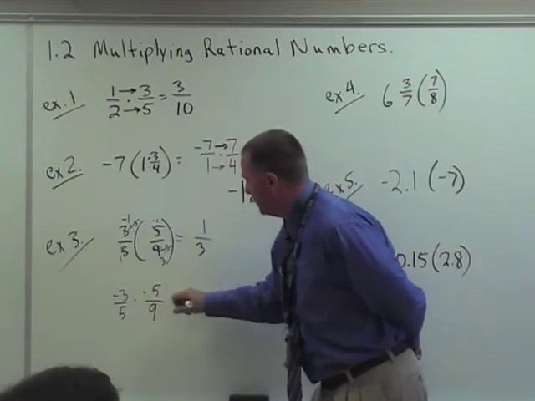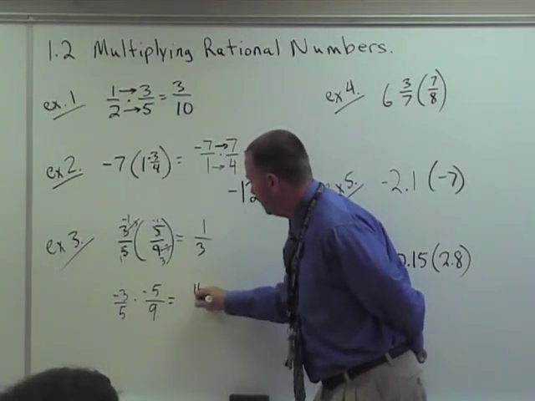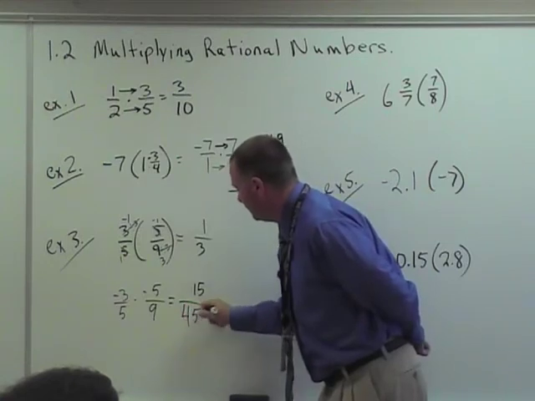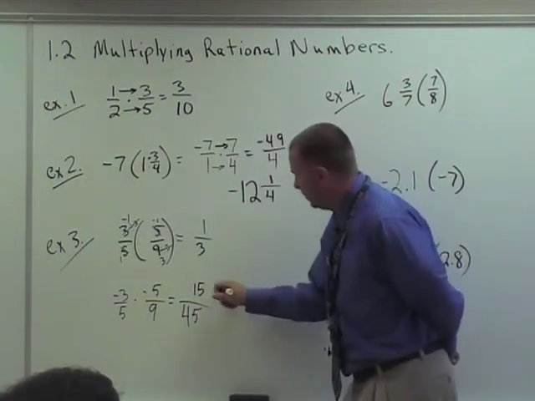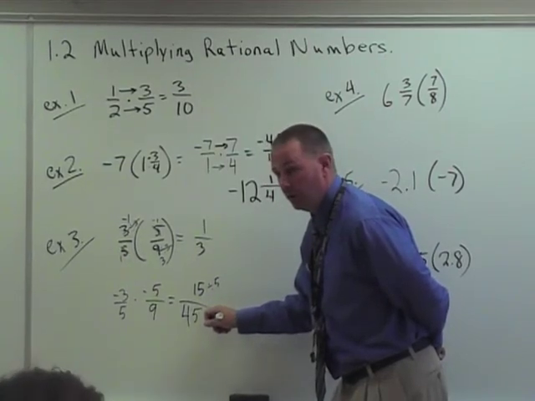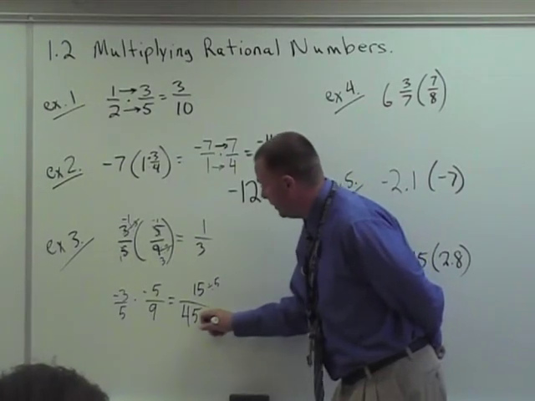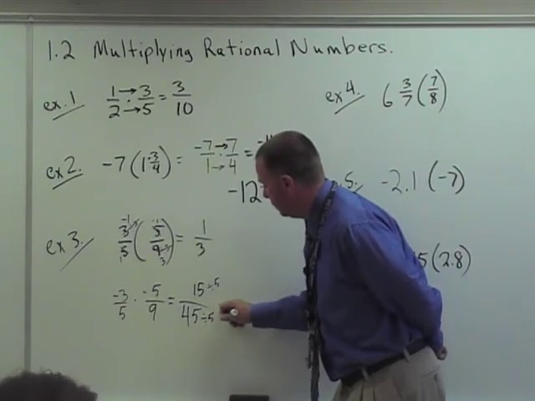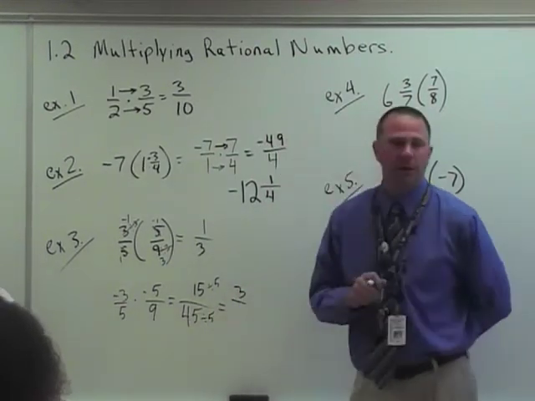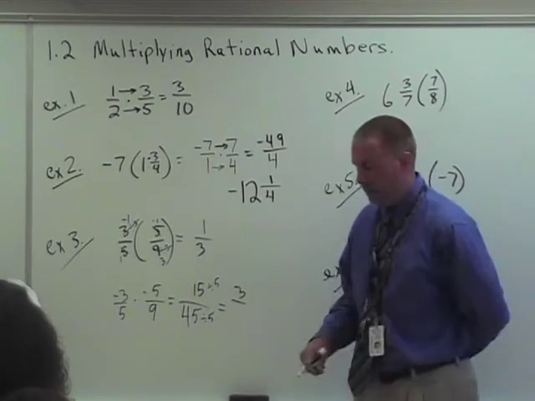Straight across. -3 times -5 is +15. And 5 times 9 is 45. Now I can reduce both of those by 5 or more. Let's do it by 5 first, for those of you who weren't sure. 15 divided by 5 is 3. 45 divided by 5? 9.